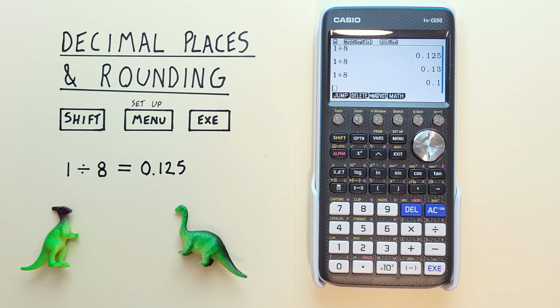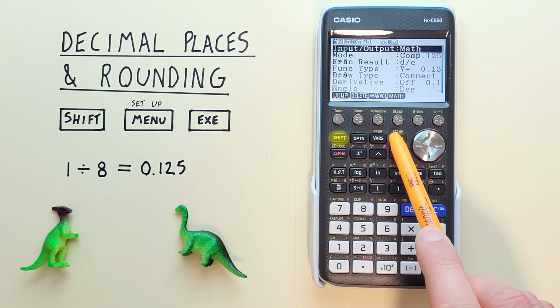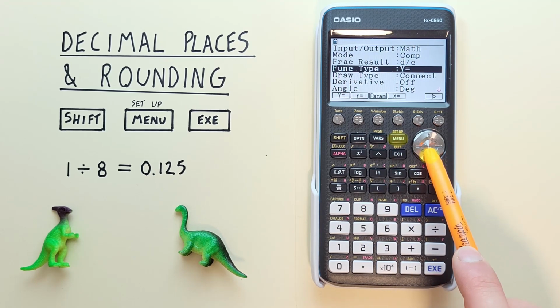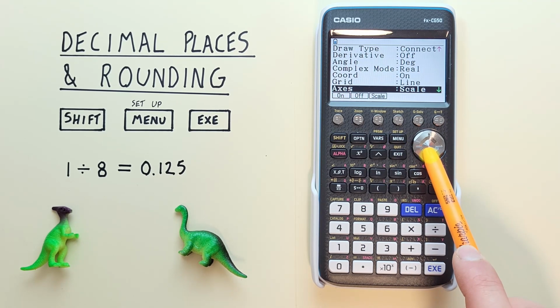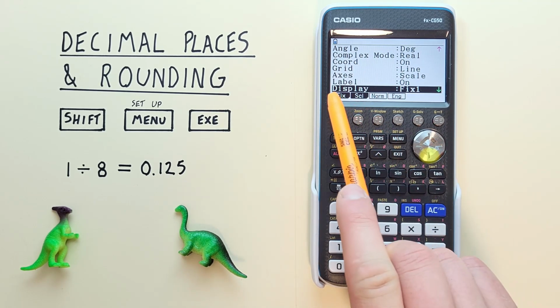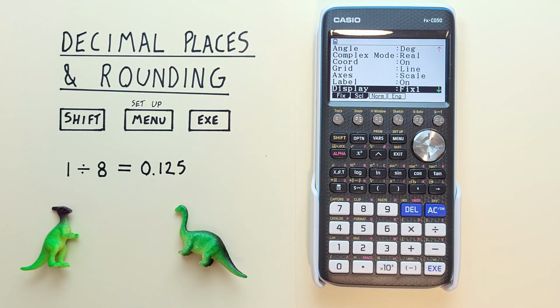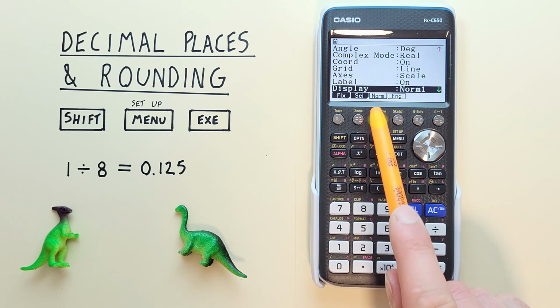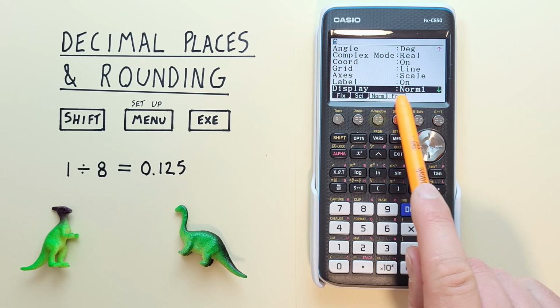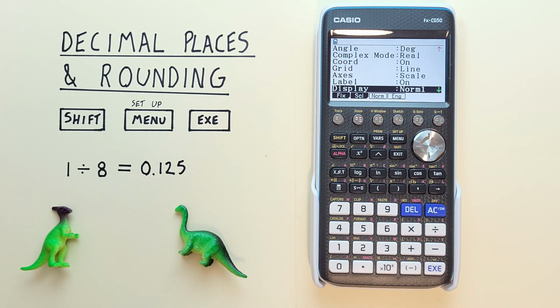If we're done with this and want to go back to our normal mode, again, we go Shift, Menu, scroll down to our display, and we want to go back to normal mode, so we hit F3, Norm, and we see Norm 1. We can exit out of here.